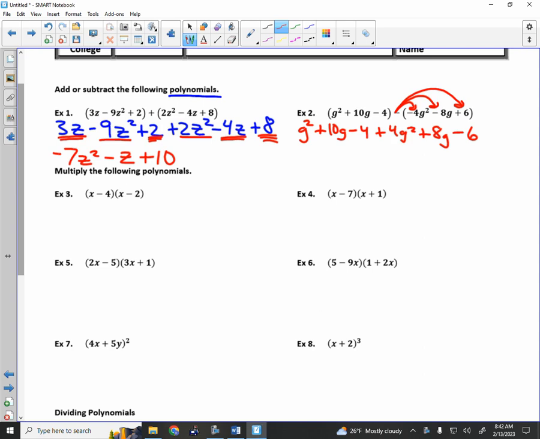So how many g squareds will I have? 5g squared. 18g. And negative 10.